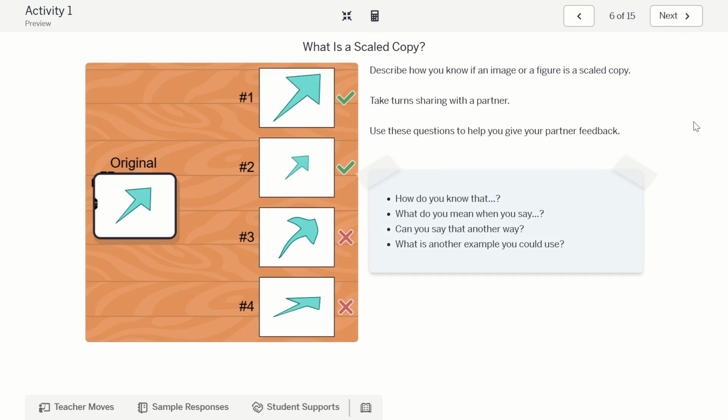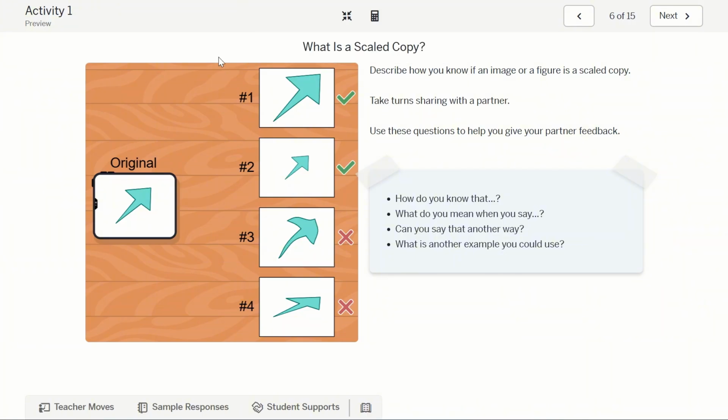So what is a scaled copy? With your group, talk to each other. What do you think the definition would be of a scaled copy? I told you guys to write scaled copy down in your book. What do you think the definition of a scaled copy is based on our conversation? With your group, go. Talk to your group.